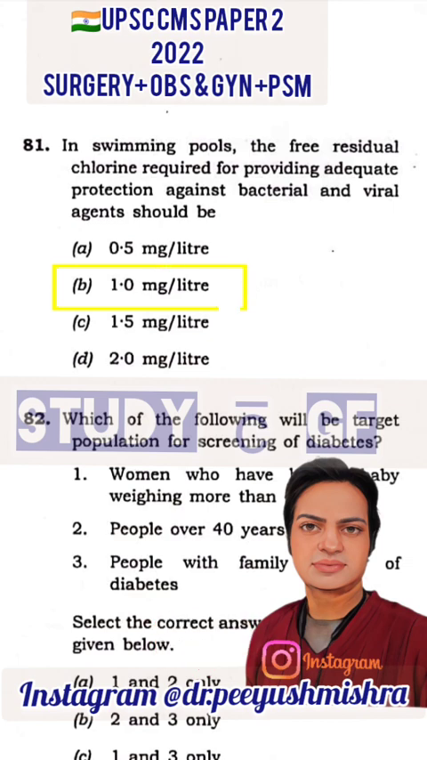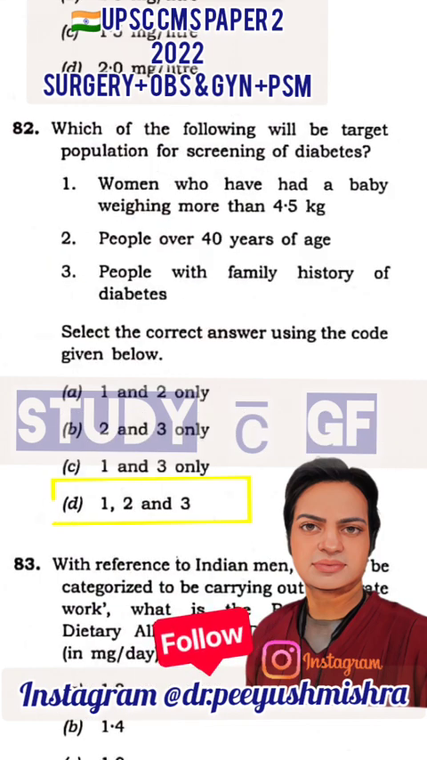In swimming pools, the free residual chlorine required for providing adequate protection against bacterial and viral agents should be 1 mg per liter. Which of the following will be target population for screening of diabetes?